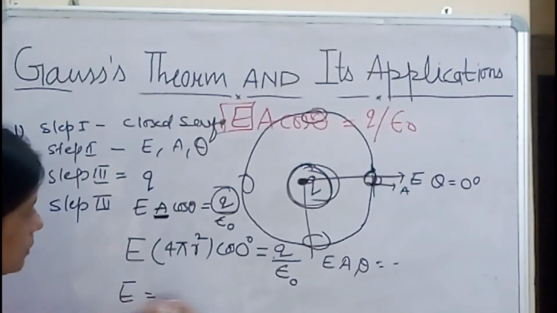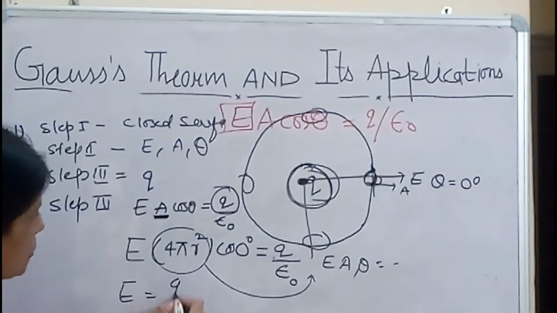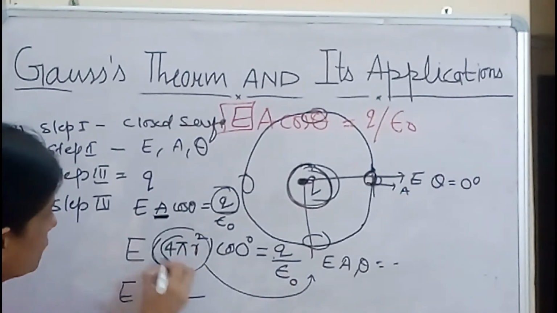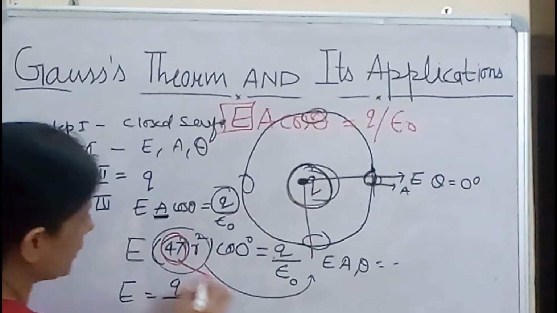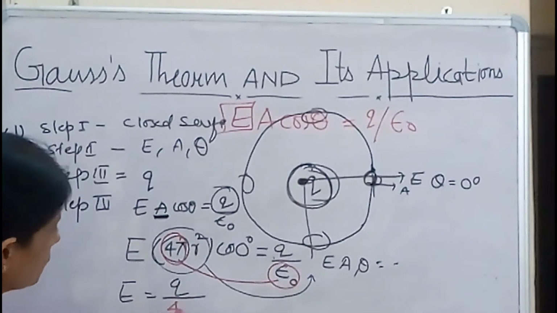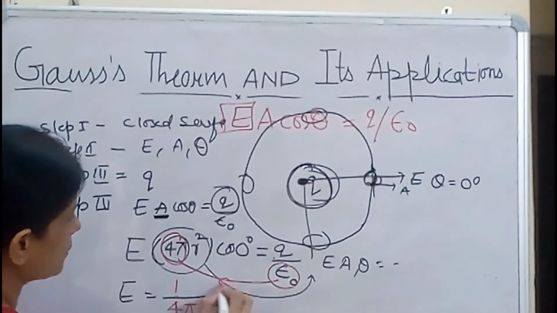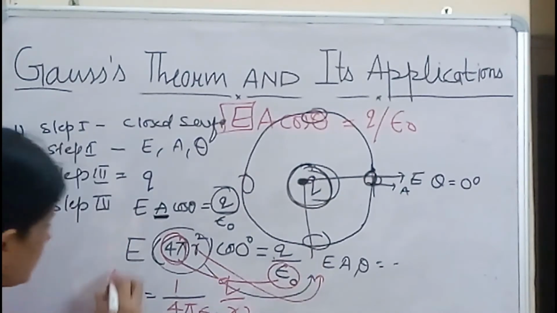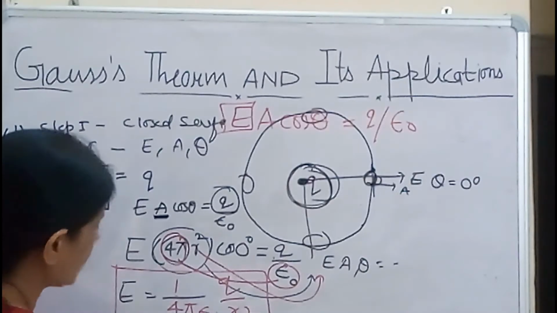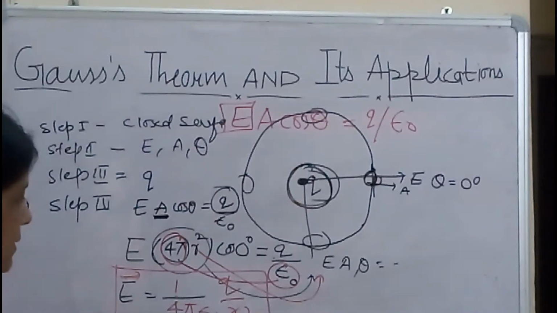So E is equal to, now see, put this value in the right hand side. Q upon, just rearranging, 4 pi epsilon naught, I will write together. Now Q is left, and R will also go to the right hand side. This is the value of electric field intensity, which we already know: E is 1 upon 4 pi epsilon naught Q upon R square.